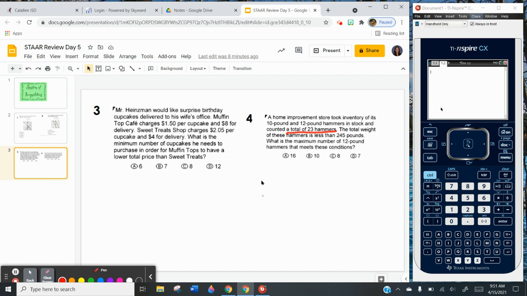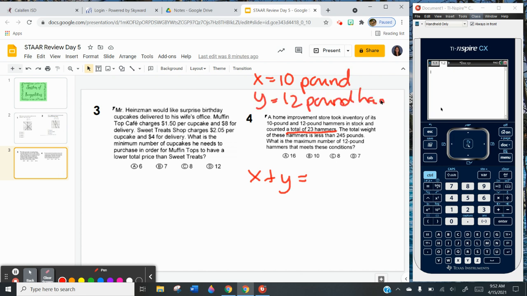So here we need to write our problem. We know that x plus y means all of the hammers together. I'll use x for the 10-pound, since they go over 10-pound first, and y stands for the 12-pound hammers. So determining which one is which, knowing that together we have a total of 23, I'm going to put here x plus y equals 23.